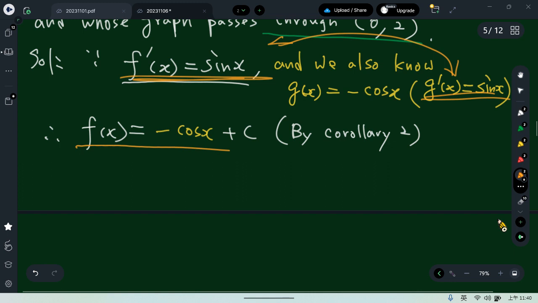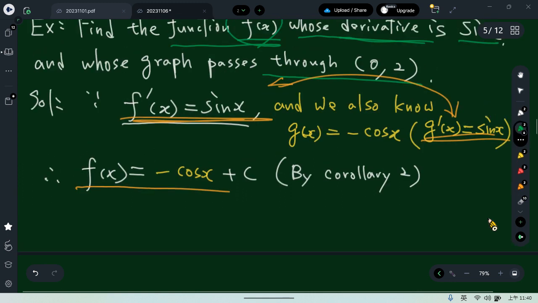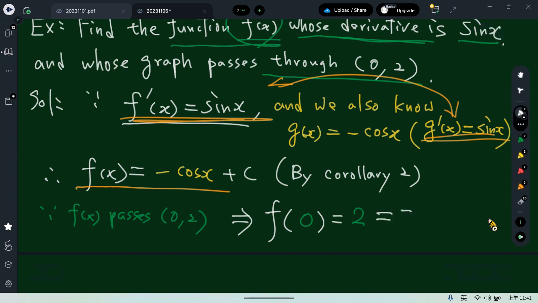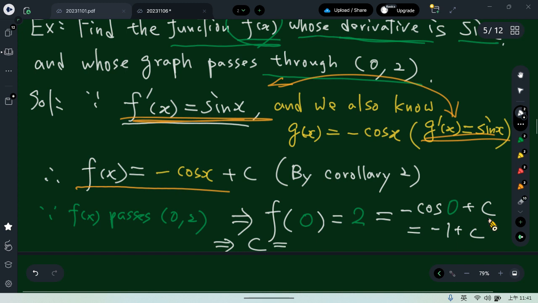Then they also show that f of x passes through 0, 2, so that means when I put 0 as an input, I can get 2, right? So if I put 0, that means minus cosine 0 plus c. So minus cosine 0, this is minus 1 plus c, so that c is equal to 3.